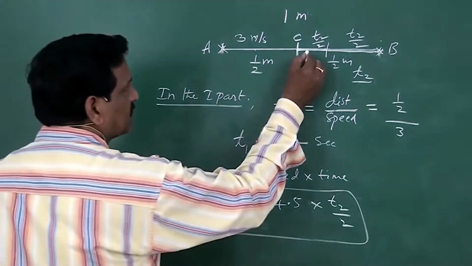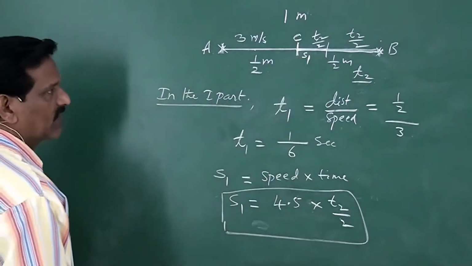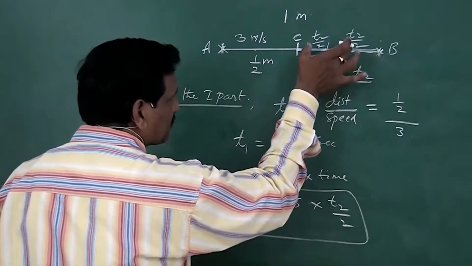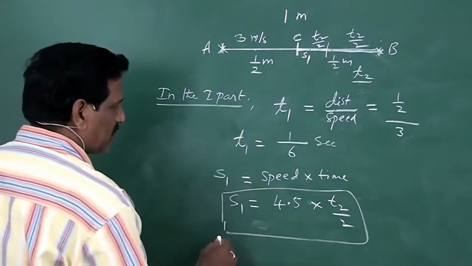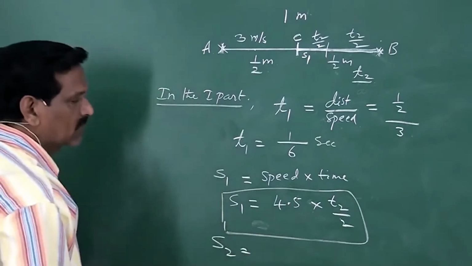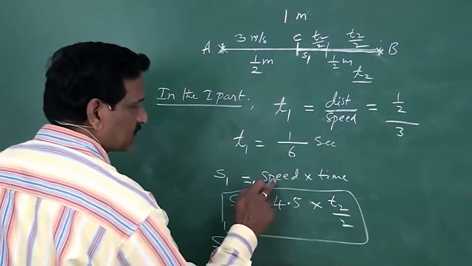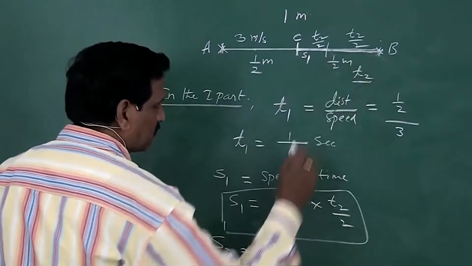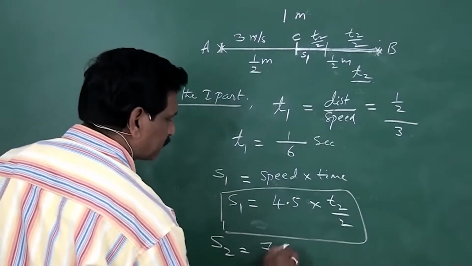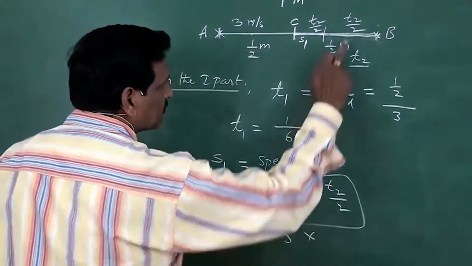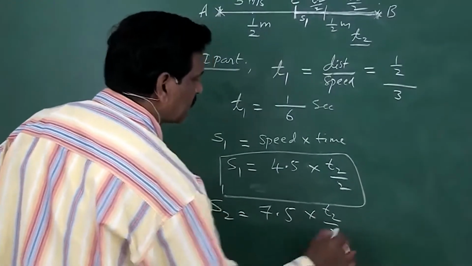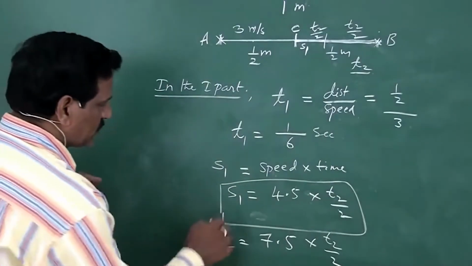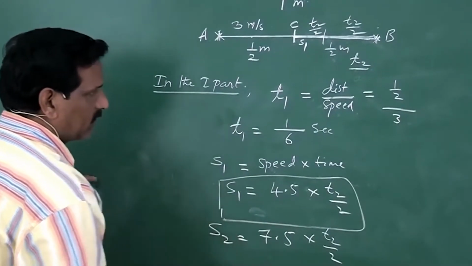So S1 is this distance travelled, and consider this distance as S2. S1 plus S2 is half meter. Similarly, you find S2. S2 is equal to speed into time, the same formula. Speed in the second part is 7.5, so 7.5 into time, which is the same T2 by 2, because these two times are the same. So S1 and S2 we have calculated.